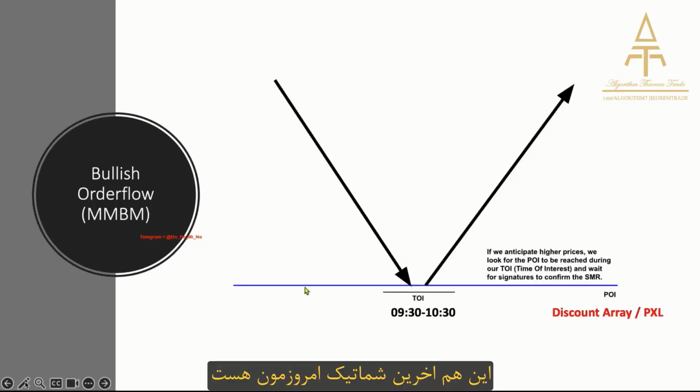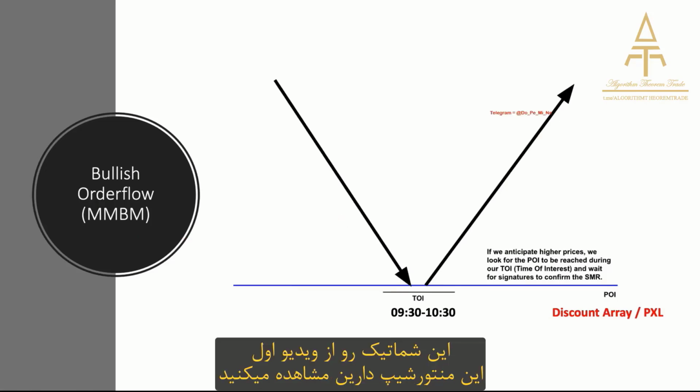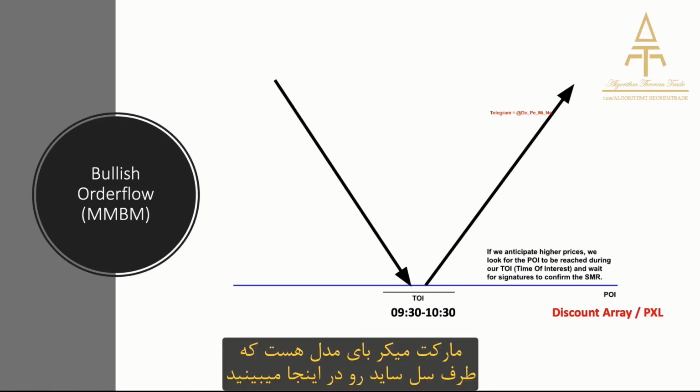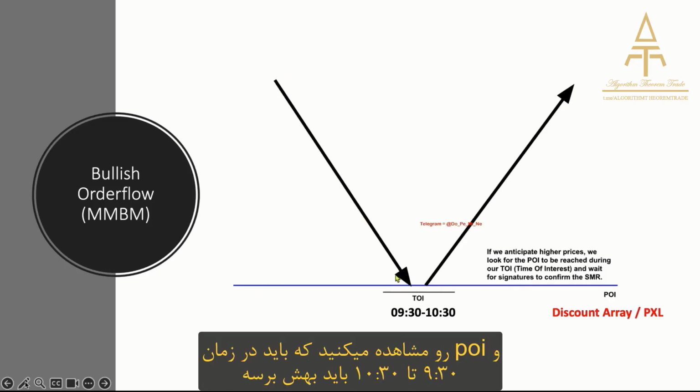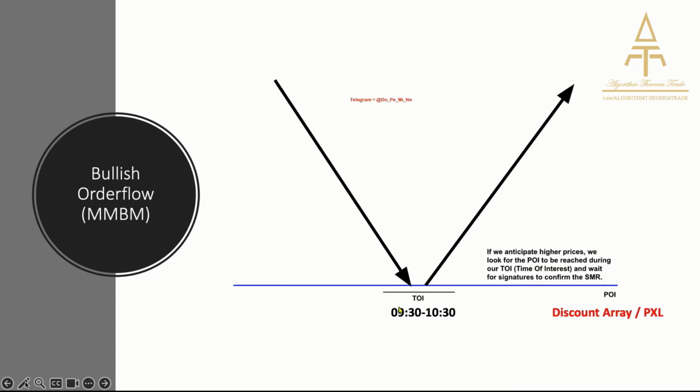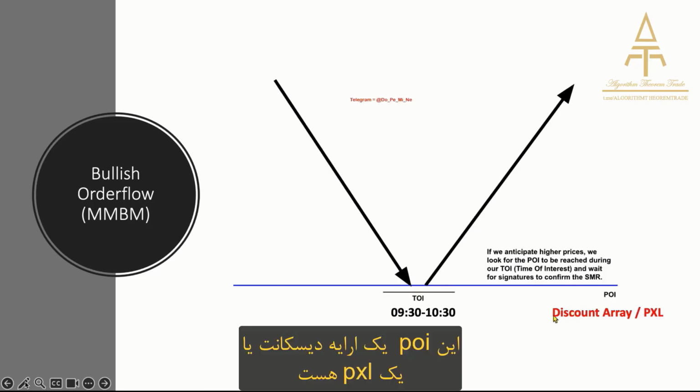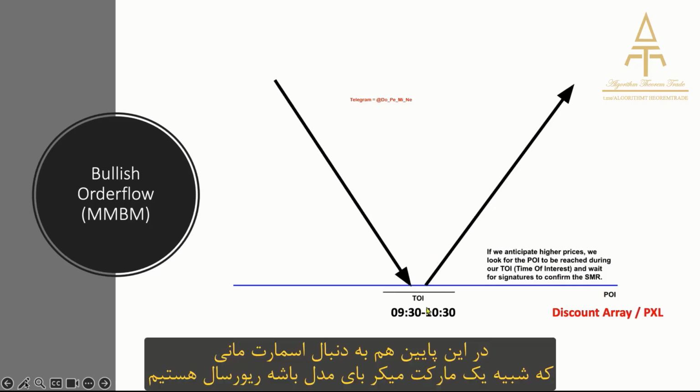So here is the final schematic of the schematic that has been shared with you ever since the first release of the first lecture of the market maker buy model, where we can see the sell side of the curve into a point of interest, and this point of interest has to get reached during 9:30 to 10:30. This point of interest is a discount array and the PXL. From there on, we want to see a smart money reversal occur, and on the lower time frames, this looks like a market maker buy model.